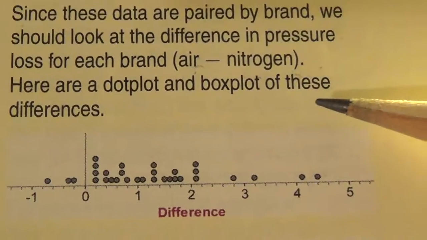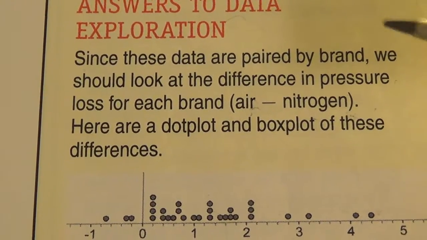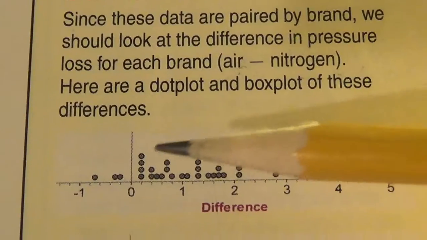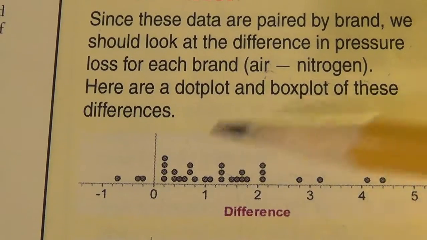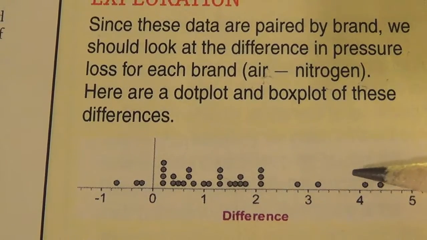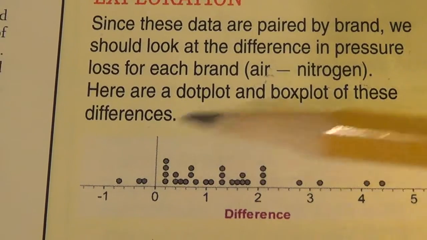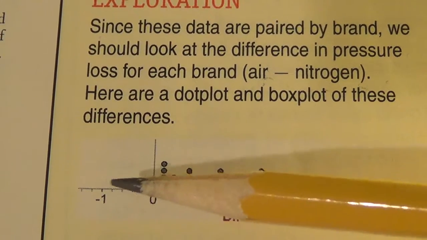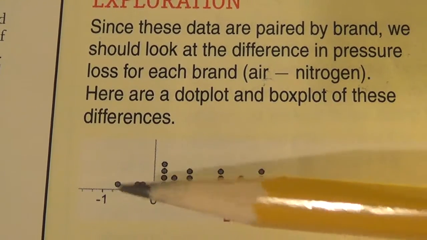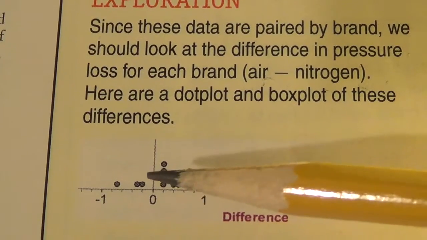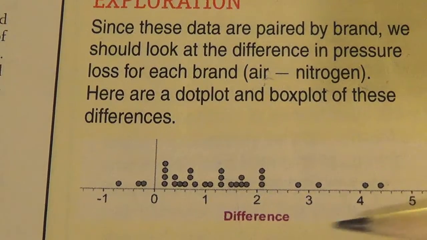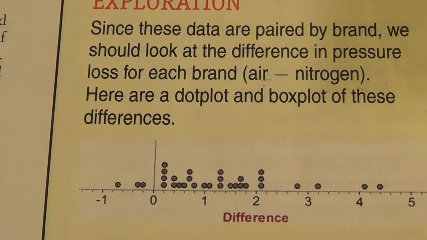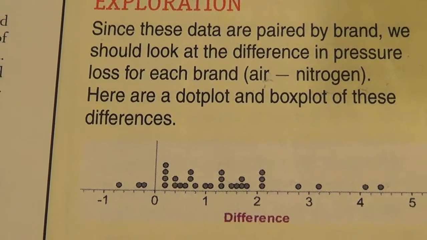Here's a dot plot. Okay, so I was right. They did a dot plot and a box whisker. We'll look at the dot plot, and here are the differences. We can see that in all these cases, air held more pressure than nitrogen. And over here, we can see that nitrogen held the pressure more than air. So the results are conclusive that the air did a better job.